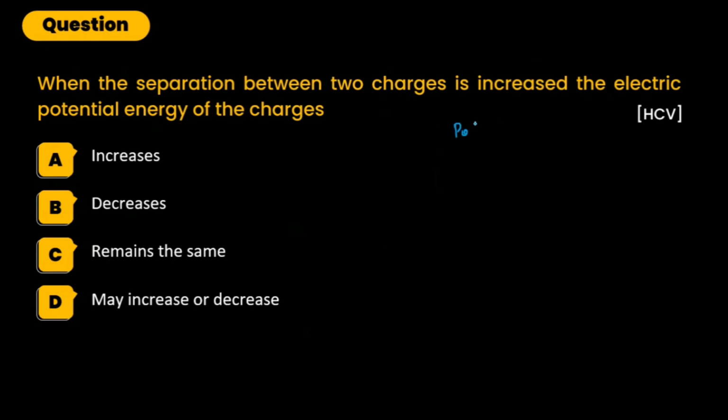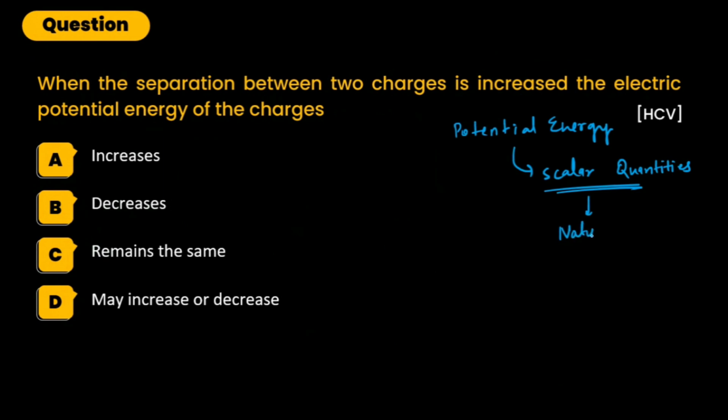As we are talking about potential energy here, potential energy is a scalar quantity. And for all those scalar quantities, what we actually understand here is that their nature is always considered. So if nature is considered, like if it is positive or negative, it doesn't depend only upon the distance between the charges. It also depends upon the nature of the charges. So the answer of this question is that it may increase or decrease. That is, again, an important point to keep in mind. So make sure that you remember this point.